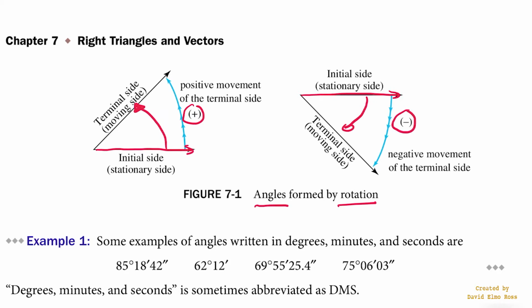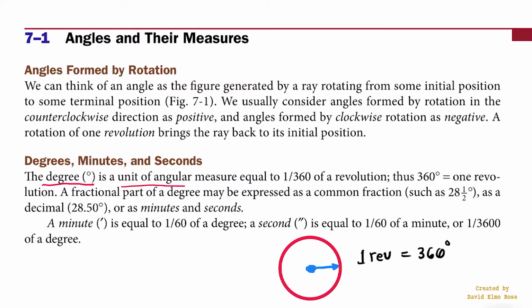The unit degree is a unit of angular measurement equal to 1/360th of a revolution. A complete revolution to form this red circle here is 360 degrees. A minute, shown as a single quote here, is 1/60th of a degree. A second, shown by a double quote, is 1/60th of a minute, or 1/3600th of a degree.